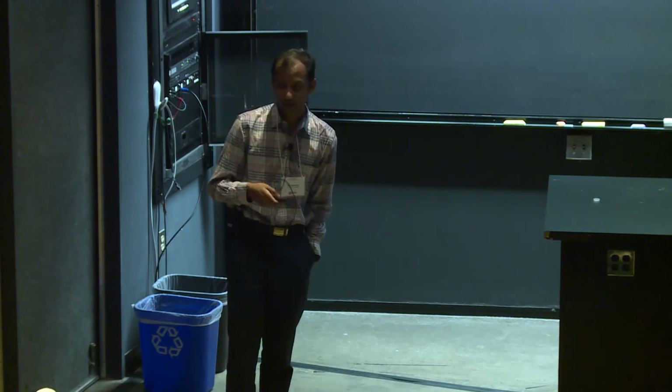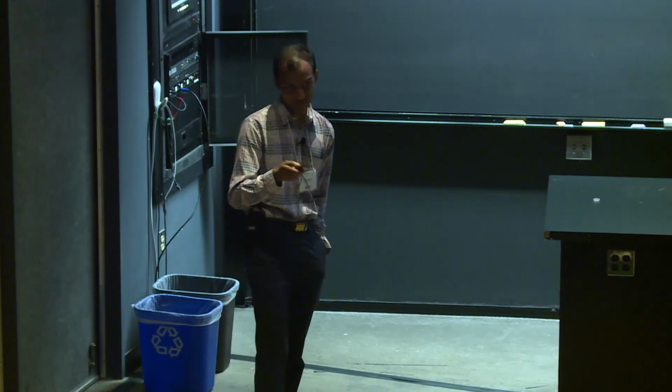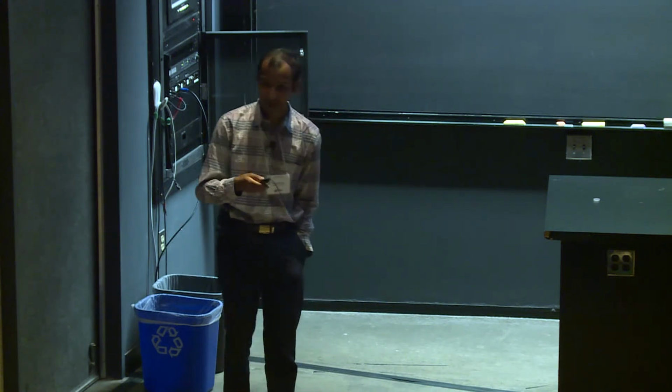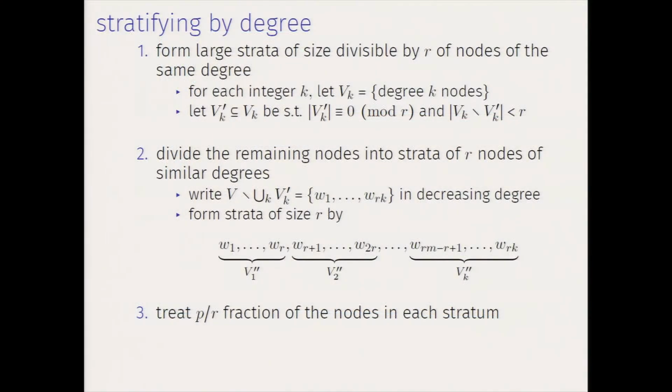And there's going to be some remaining nodes. And I assume that the number of nodes in the graph is divisible by r. So the number of remaining nodes is also divisible by r. So say the remaining nodes are w1 to wrk, and order them in decreasing order of degree. And then to form these strata of size r, what we do is we take the r highest degreed vertices and combine those into a stratum, which I call v double prime 1. Then take the next r highest degreed vertices. That becomes v double prime 2, and keep on doing this. So we're forming groups of r vertices that are of as similar degrees as possible.